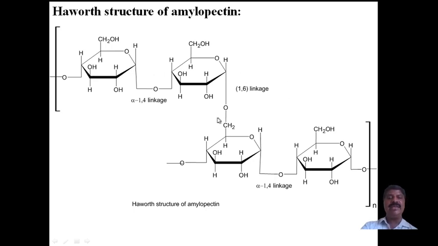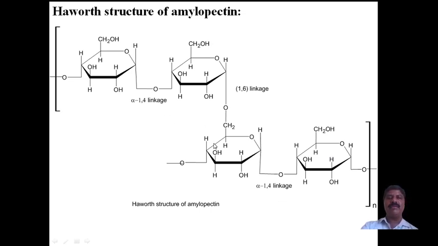another linkage takes place, the alpha 1,6 glycosidic linkage. Again a straight line forms, up to 24 to 30 units, and again branching takes place.